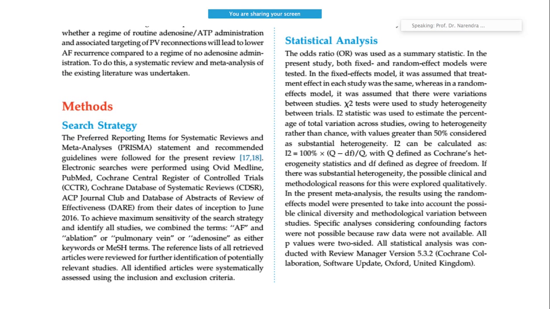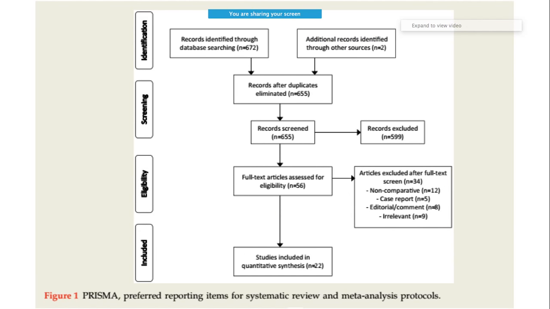Okay, and then after that we did the statistical analysis. And how did we do the statistical analysis? So that's what we write about. And this is the PRISMA guideline, which is normally used for reporting items for systematic review and meta-analysis protocols. So, it's all put up in the form of a flow chart: identification, screening, eligibility, and inclusion.